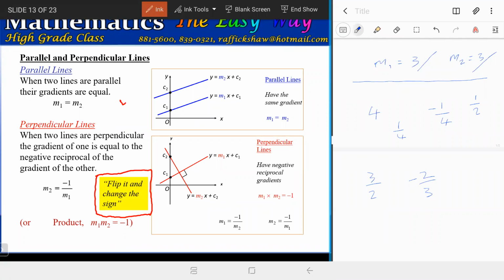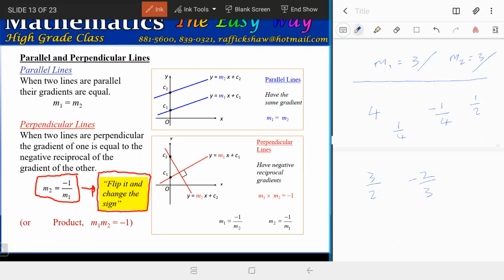Up here, when two lines are parallel, you don't have to do anything. You just have the same gradient. Right? But when they are perpendicular, as I said, this is what I want you to use. Flip it and change the sign. That's what this calculation is. This calculation is to flip the one that you have and change the sign. And that's where you go from one gradient to another, perpendicular gradient.